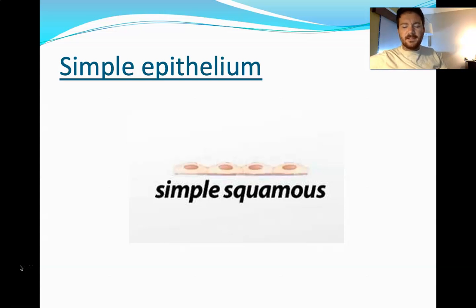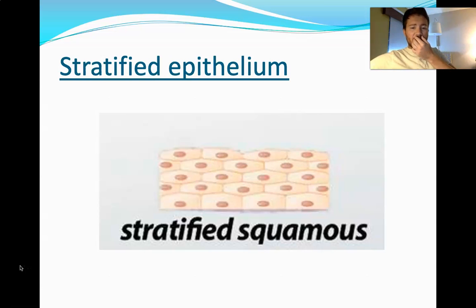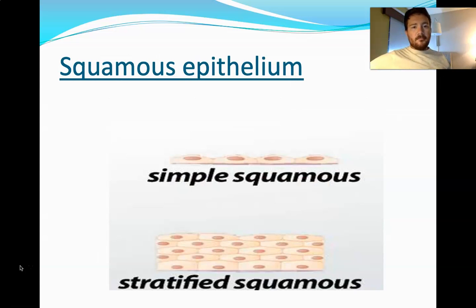I was watching an NCIS episode one time, and they pronounced it 5 different ways in an episode, so there's some variation on pronunciation. You have stratified squamous epithelium. Stratified means it's multiple layers of thin cells. That is stratified squamous. Stratified epithelium means multiple layers. And there are those two together, simple squamous and stratified squamous, the flat cells.